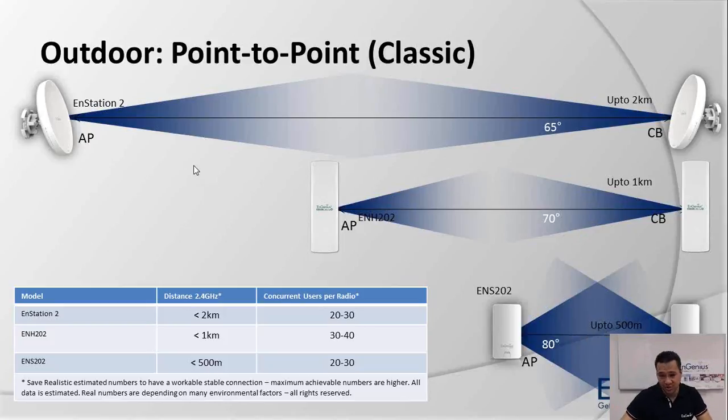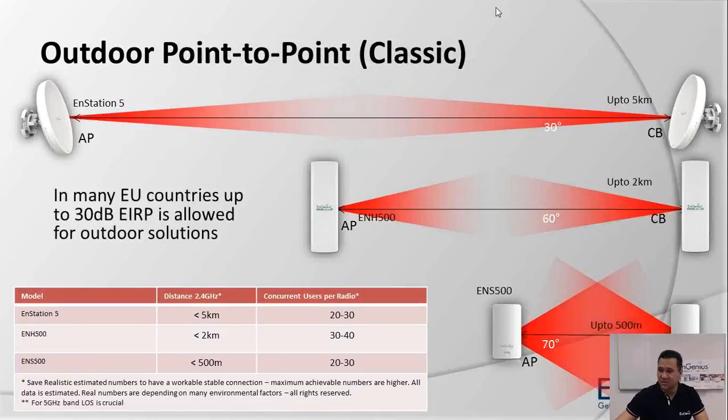In the 2.4 series, if I go to the next slide, you can see that the angles are different here, especially on the End Station. We have 30 degrees here, 60 degrees here for the ENH, and 70 degrees for the ENS. And so the distance can be way further, for two reasons. The angle is smaller, and second, in 5 gigahertz you can go up to 30 dB EIRP, which is allowed for the outdoor solutions.